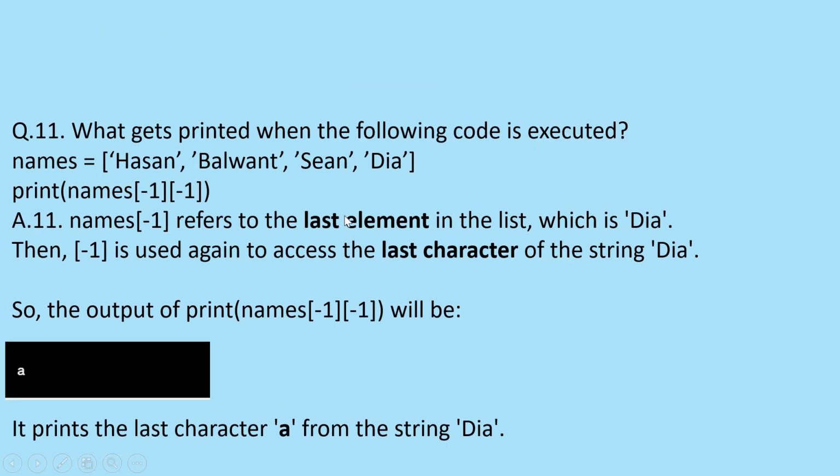Number 11. What gets printed when the following code is executed? Names is equal to Hassan, Balwan, Sian and Dia. Print names[-1][-1]. The answer will be only a, from Dia. Why? Because the first -1 refers to the last element, which is Dia. Then this -1 means the last character of this last element. So the output will be a, small a.